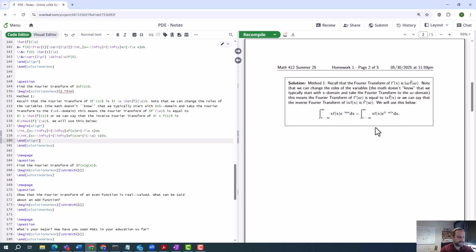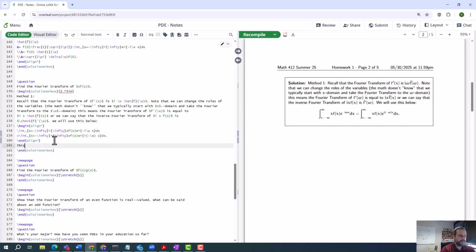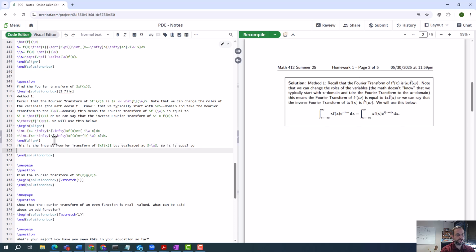All right, so this is the inverse Fourier transform of x f of x, but evaluated at minus omega. So it is equal to, okay, we talked about up here, the inverse Fourier transform of i x f of x is equal to this. I only have an x f of x, so I need to divide by i.